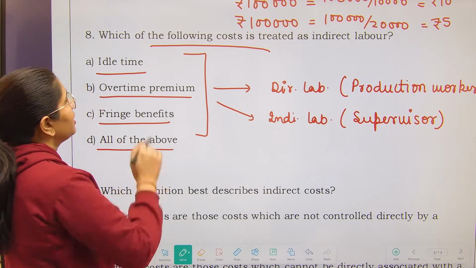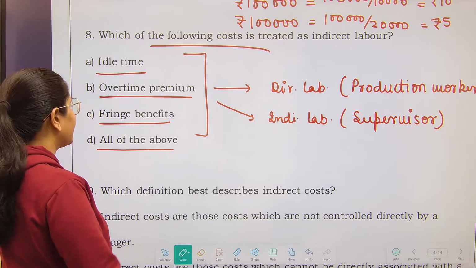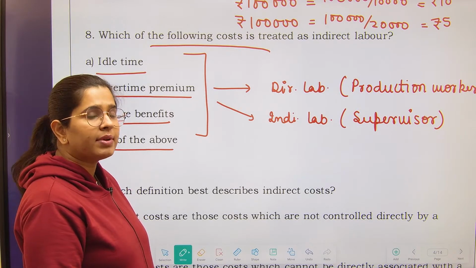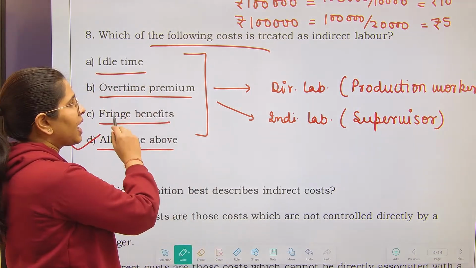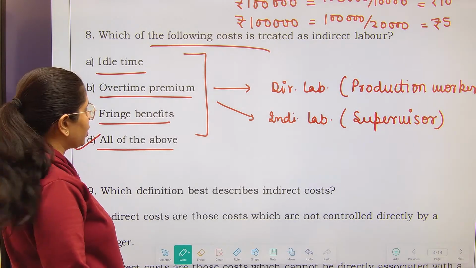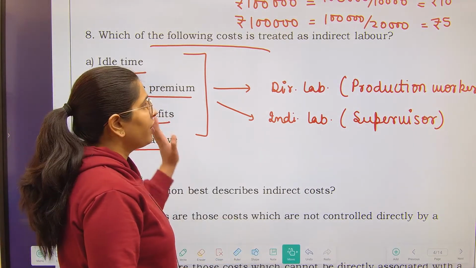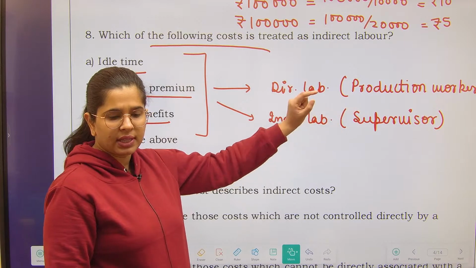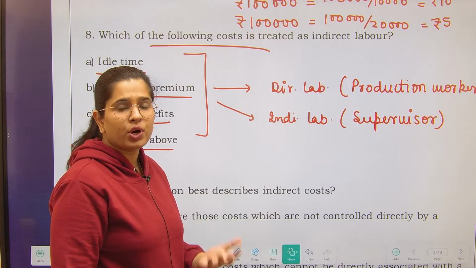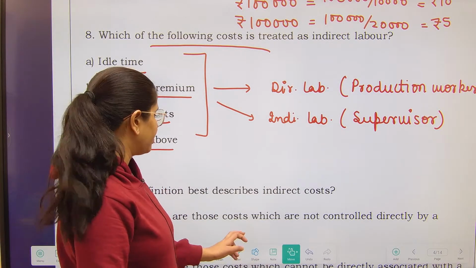So what I will treat the question as is: which can be treated as indirect labor? All of the above. Because I am assuming that all these benefits can be given to a supervisor, it is possible that all of these can be treated as indirect labor. If these are being given to a production worker, then they can be treated as direct labor as well. The question is asking me the possibility whether they can be included in the cost of indirect labor. Yes, they can be.